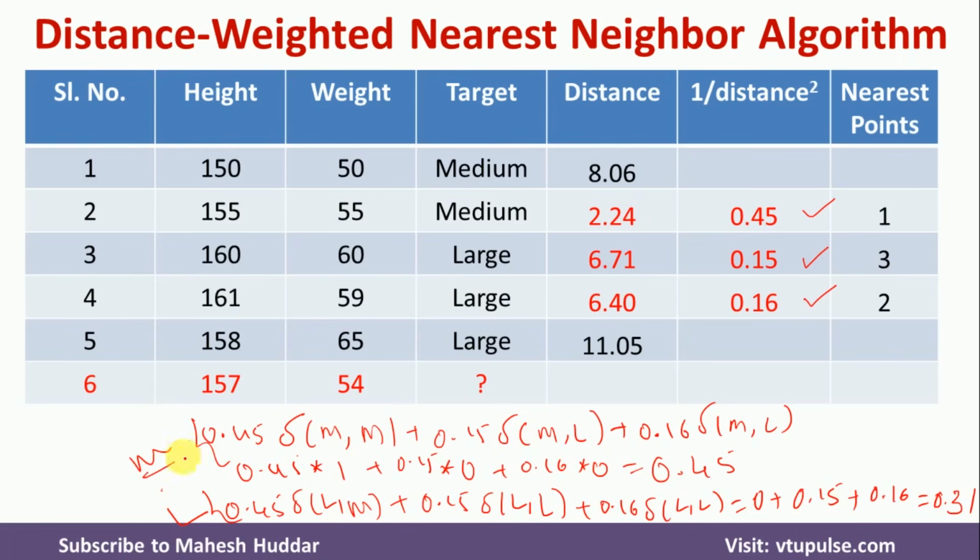So with respect to medium we got the value as 0.45, with respect to L we got the value as 0.31. So definitely this value is more. The meaning of this one is the new instance is classified as medium here. But in the previous case, if you don't consider this particular weight into measure, this one was classified into large. But if I consider this particular distance while doing the calculation, definitely the new instance will be classified into medium, and actually that is the correct one because this distance is very small here compared to these two things.